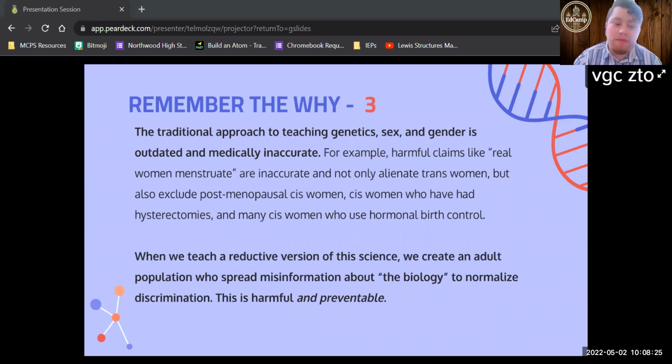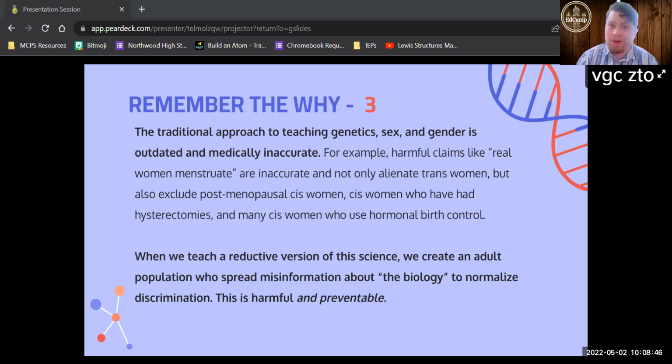And last, this is one I think is often overlooked, but the traditional approach to teaching genetics, sex, and gender is very outdated, and it's also medically inaccurate. I think oftentimes people perceive that there is a tension between affirming student identity and teaching, quote unquote, the science. And the reality is there is no conflict.